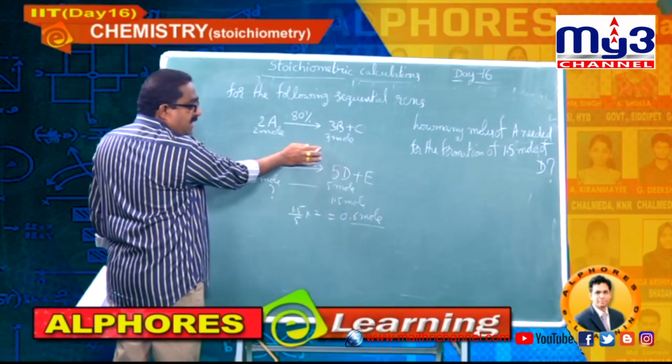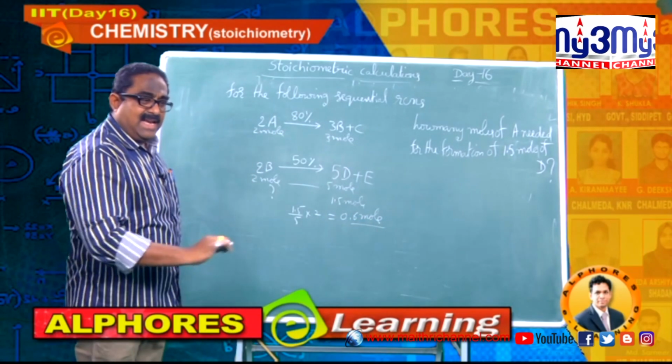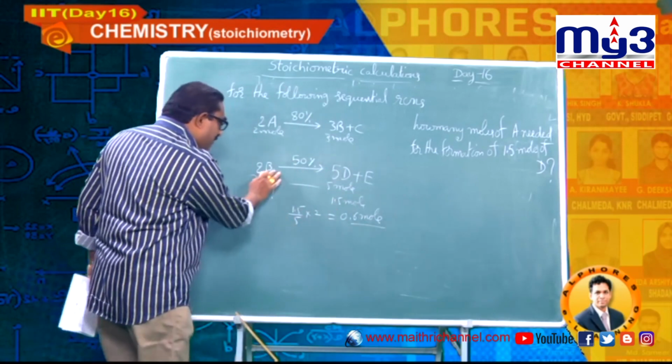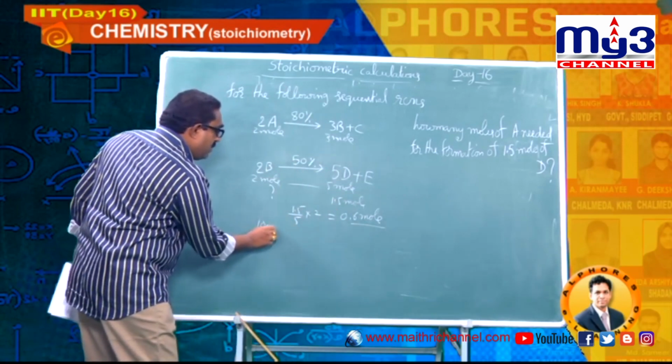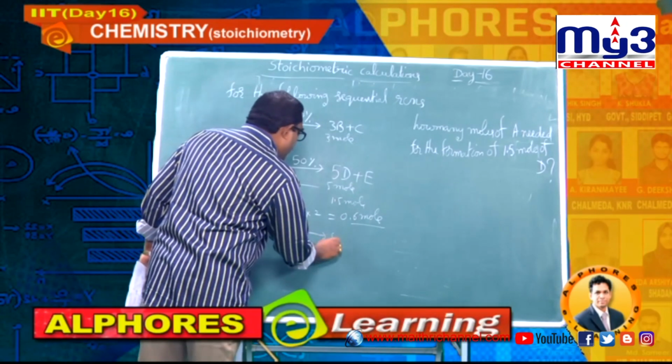If this is not here, but he has given the percentage yield is 50% only, it means I am writing here itself for this calculation: 100 moles B, only 50 moles B.